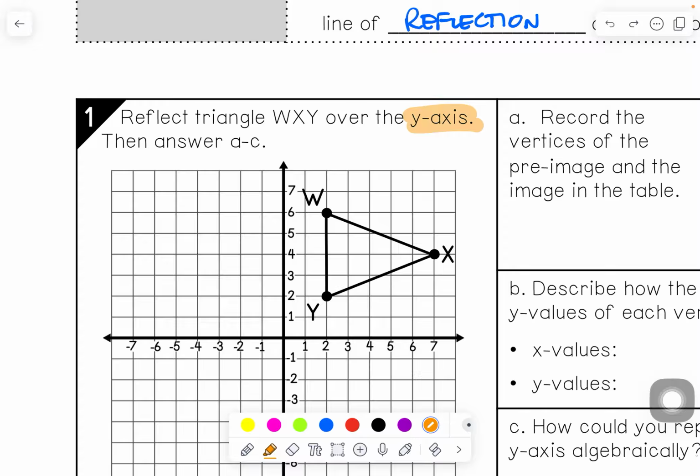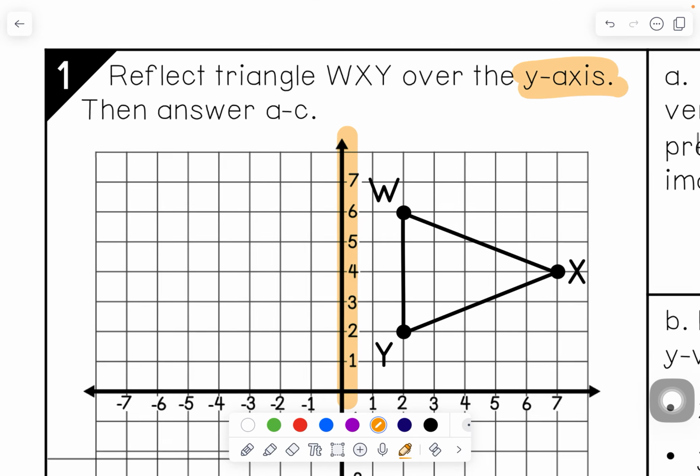Let's record the vertices. The vertices of my original one, let's say W, X, Y. In my pre-image, I have (2, 6), (7, 4), and (2, 2). However, in my reflected image, each of the x values are now negatives. So I should have (-2, 6), (-7, 4), and (-2, 2). Let's come back and double check. That is my W prime, X prime, Y prime.